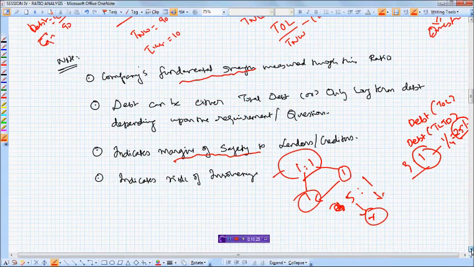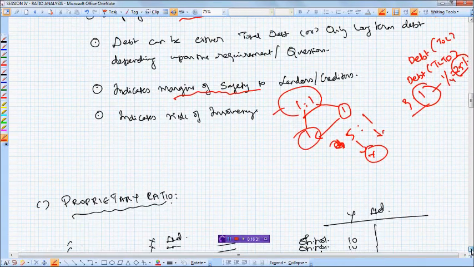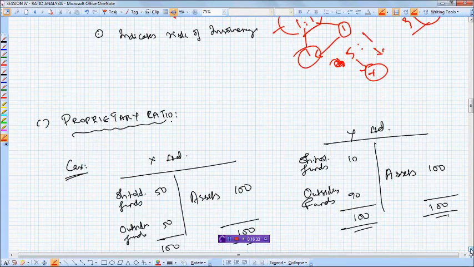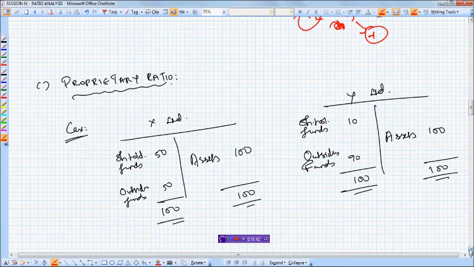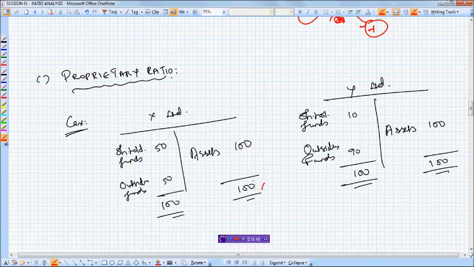Next, we will move on to the next ratio called the proprietary ratio. To understand this proprietary ratio, take two cases, X Limited and Y Limited. X Limited has assets worth 100 crore, out of which shareholder funds are 50 and outsider funds are 50, so totally 100 crore. Y Limited also has assets worth 100 crore. Shareholder funds are 10, outsider funds are 90.